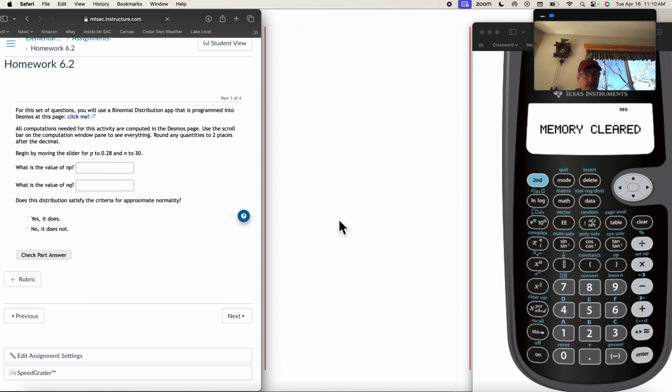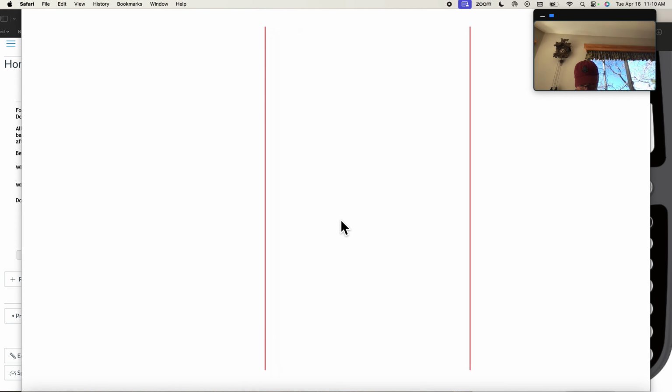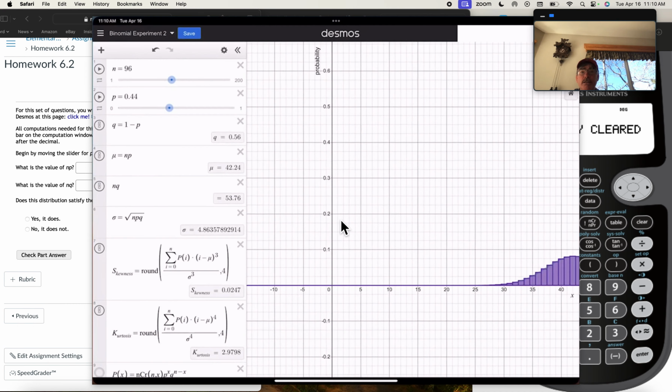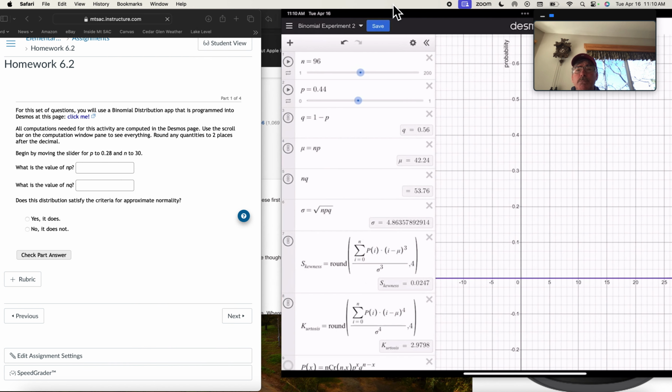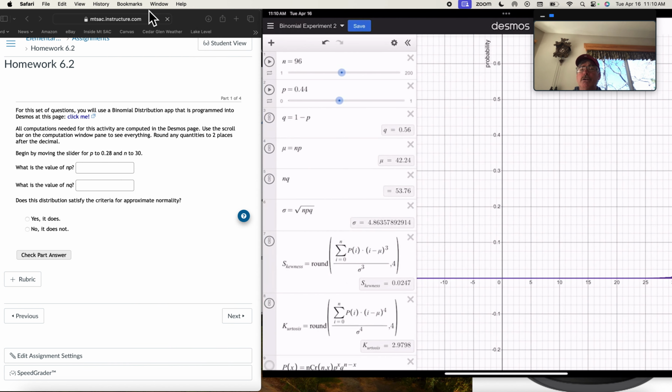So real quickly, I am going to pull that up on my iPad. There it is. And maybe move this out of the way a little bit. Okay, so back to the questions here. A real quick comment. It says all computations needed for this activity are computed in Desmos, and it says to round any quantities to two places after the decimal. That's important. Otherwise, you're going to be getting some answers wrong.